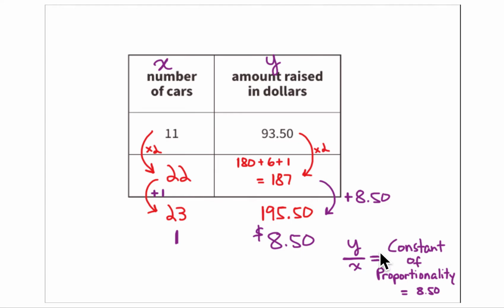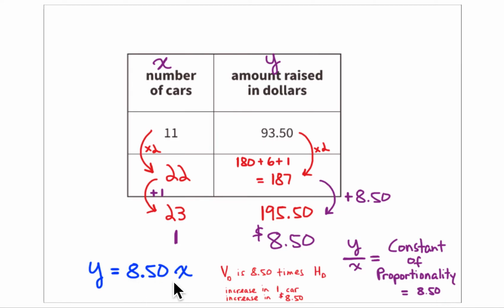which is the same as how we're writing the equation. And the reason you can just use y and x is because it's a proportional relationship. It goes through 0. That's why there is a constant of proportionality. And it's $8.50.